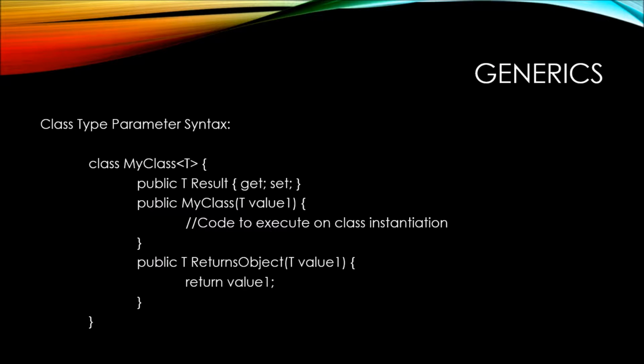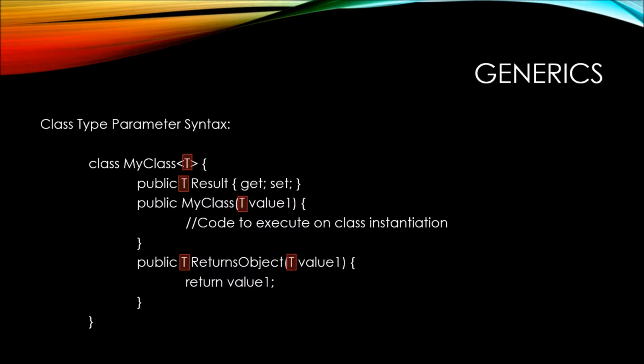Looking at the syntax of a class type parameter, we can see the use of the capital T inside of the angle brackets after the name of my class within the MyClass signature. Then, sprinkled throughout the class definition, we can see the reuse of this capital T to define the type that each of these properties and methods must either return or receive as a parameter.